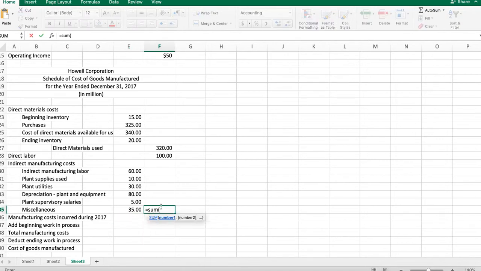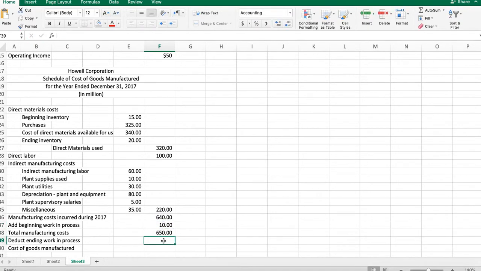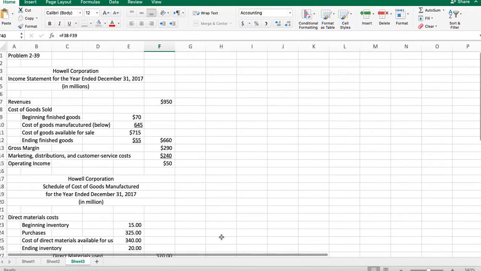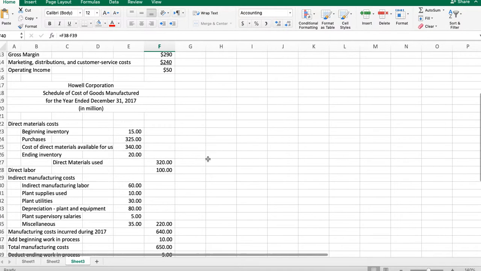Okay, so my sum, to keep this in good order, is right here. Now our total manufacturing costs are all my direct material, direct labor, and indirect added together. That's what I was trying to get to. So my beginning work in process is $10 million. So if I add those together, that gives me my total manufacturing cost to account for. And I had $5 million still sitting in work in process, so I didn't complete those. And so my cost of goods manufactured is $645 million, which is what I put right up here.